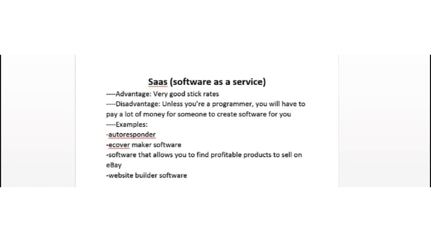Another great recurring income model is software as a service, otherwise known as SaaS. This is where you provide a software, but instead of people downloading it, they would access your software through a membership site. Some examples of that are an autoresponder, e-cover maker software, some type of research software or tracking. For example, one that allows you to find profitable products to sell on eBay. Another one is a website building software. For example, I use ClickFunnels to create my websites and sales funnels.